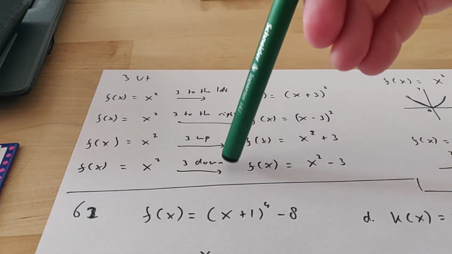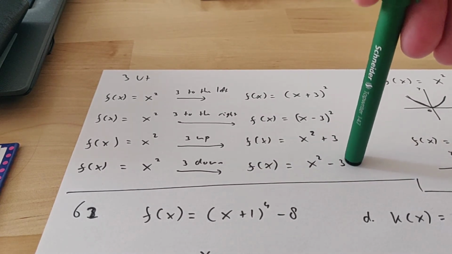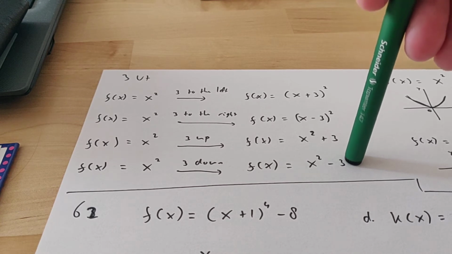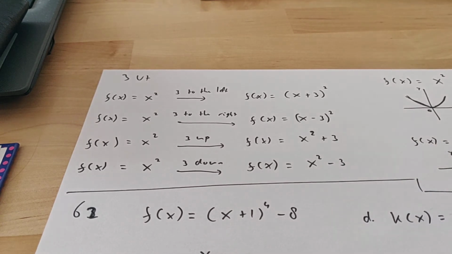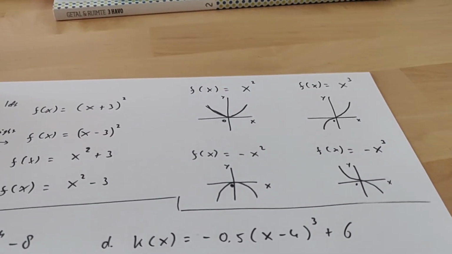If you want to move it up or down, then you do either plus 3 here if you go up, or you do minus 3 here if you go down. So then without the brackets, you just add it or subtract it from the original formula. Now you also need to know what graphs look like. So I made a few sketches here.